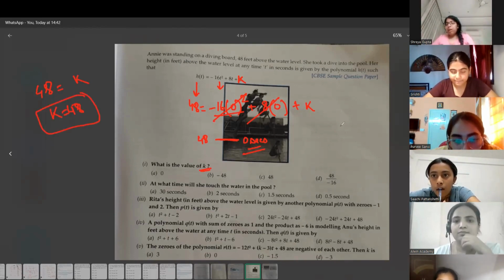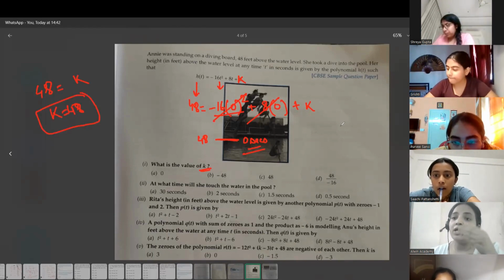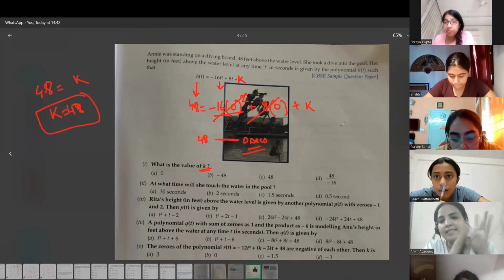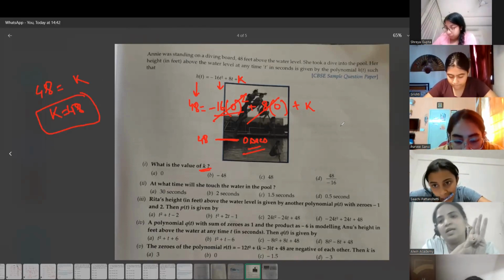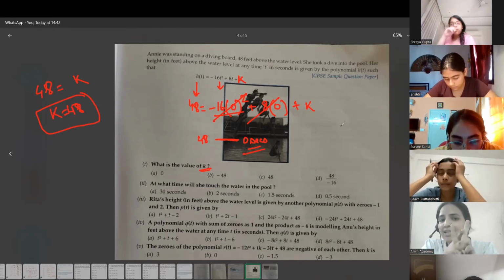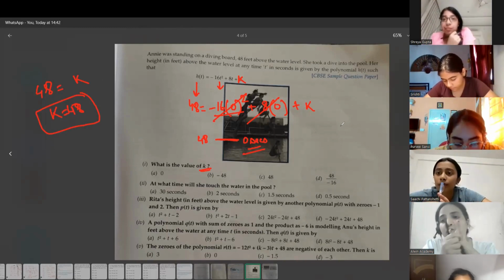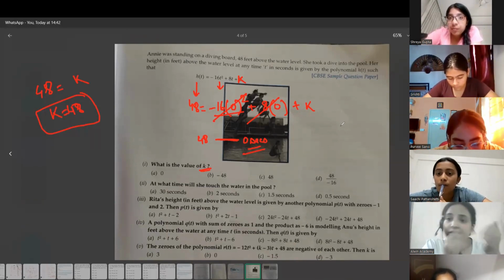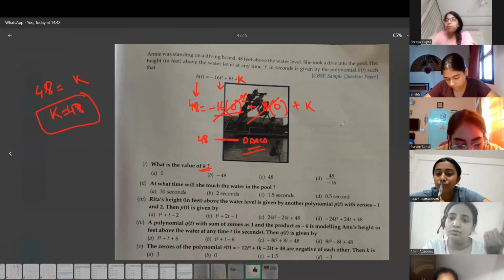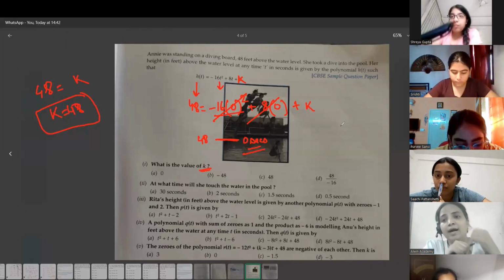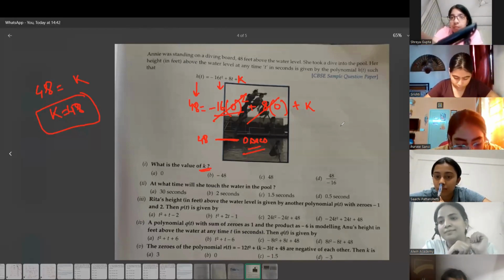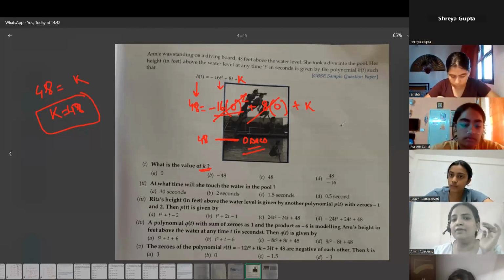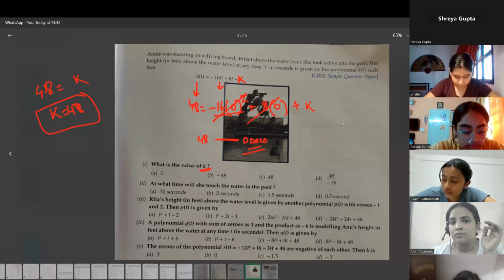Ma'am, why did you put 0 seconds? Because you know at time 0 the height was 48. Both the things you know. To find k, see, there are 3 variables in the equation: t, h and k. So if you want to find k, the other two you should know. For that, the height at 0 seconds was given to you. So at t you have put 0 and at height you have put 48. Okay. Understood or not? Yes, ma'am. Clear everyone or not?